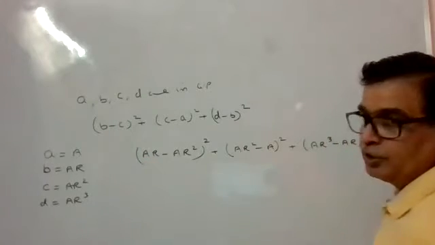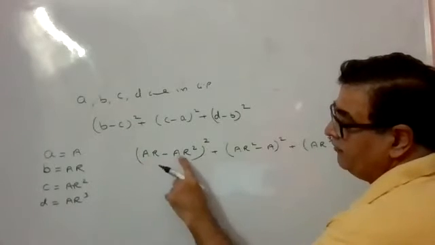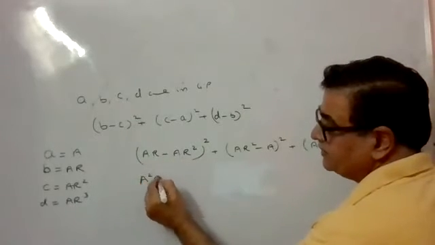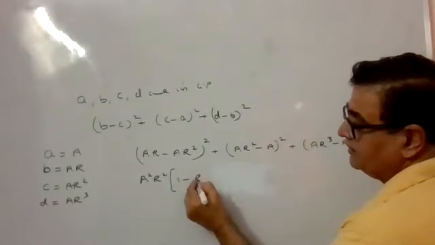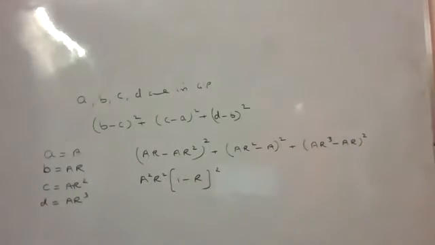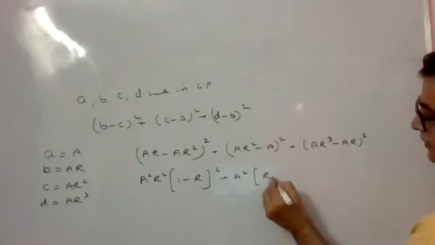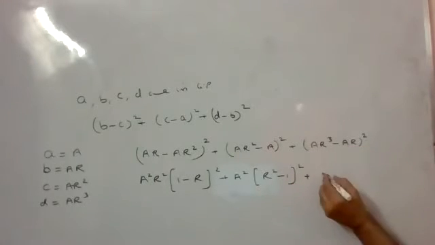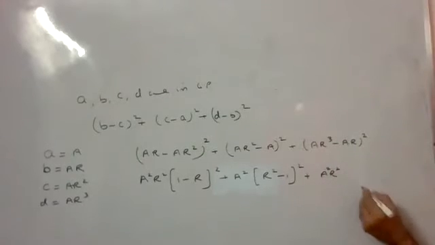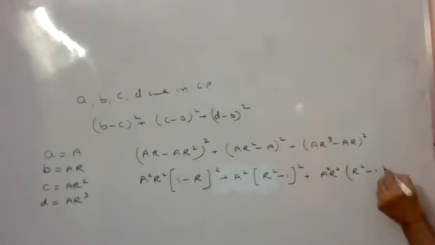Then what is common in the first? AR we can take common from it. A into R common, and when it comes out, it will come as A square R square because the whole square is here. Left is 1 minus R whole square. Here we will take A common, so it will be A square, left is R square minus 1 whole square. And in the third one, again I'll take AR common, so A square R square will be here, left is R square minus 1 whole square.